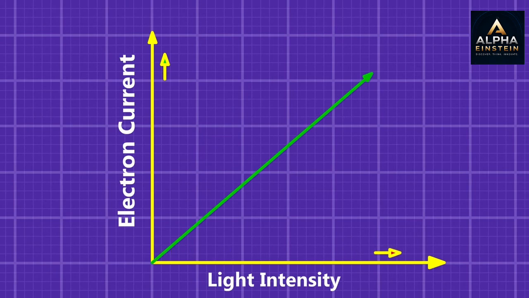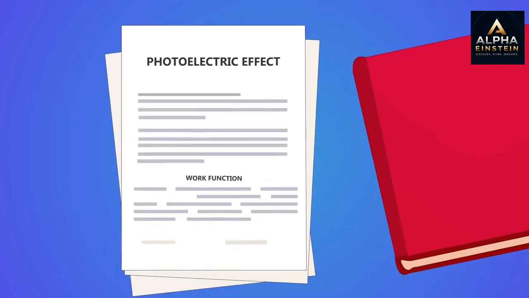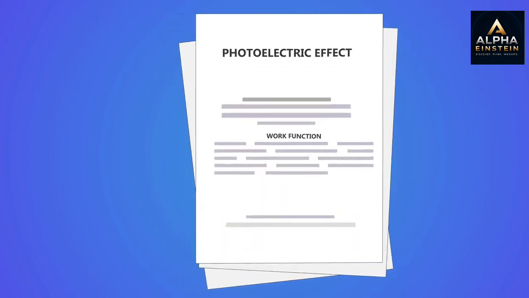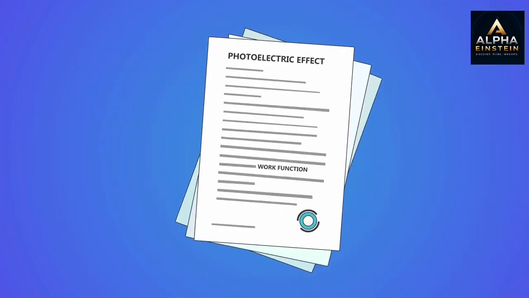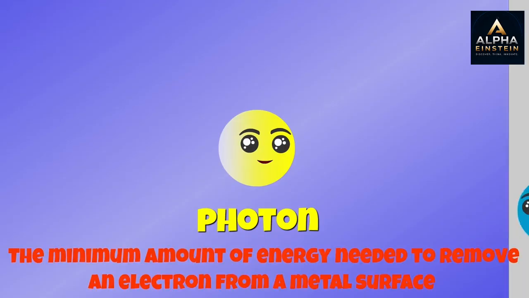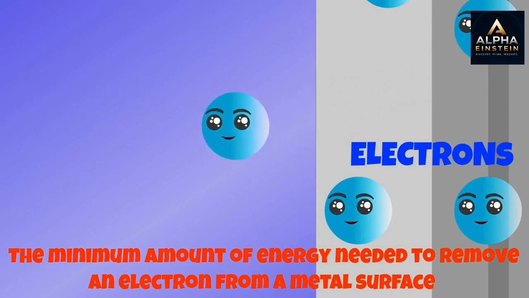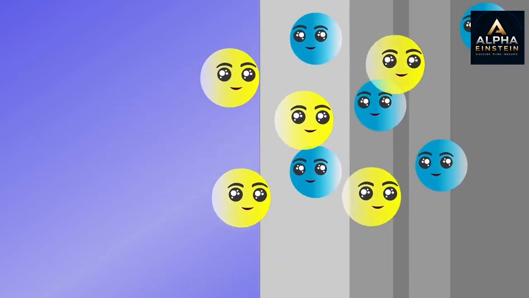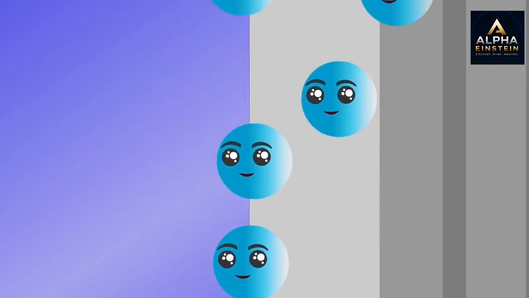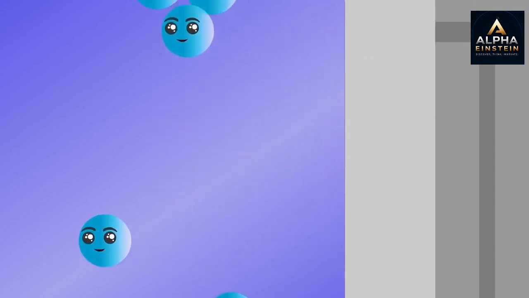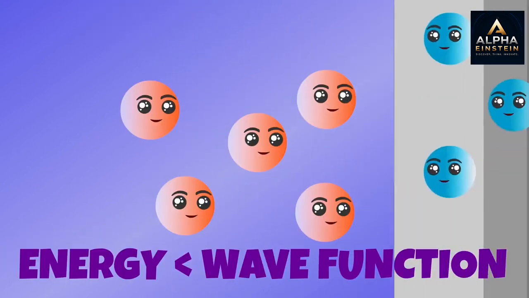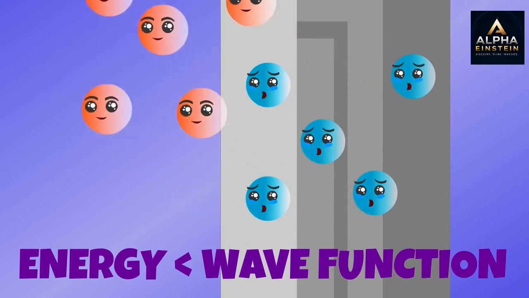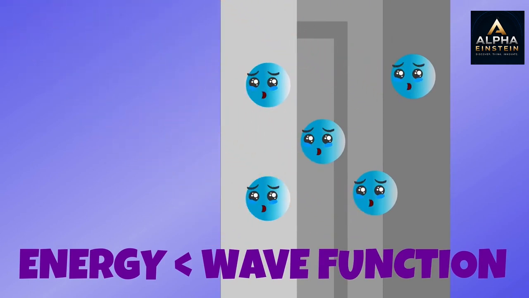light increases. When learning about the photoelectric effect, you'll often come across the term work function. This refers to the minimum amount of energy needed to remove an electron from a metal surface. If photons with enough energy hit the surface, they can transfer their energy to the electrons, allowing them to escape. If the energy of the incident photons is less than the work function, no electrons will be emitted, regardless of the intensity of the light.